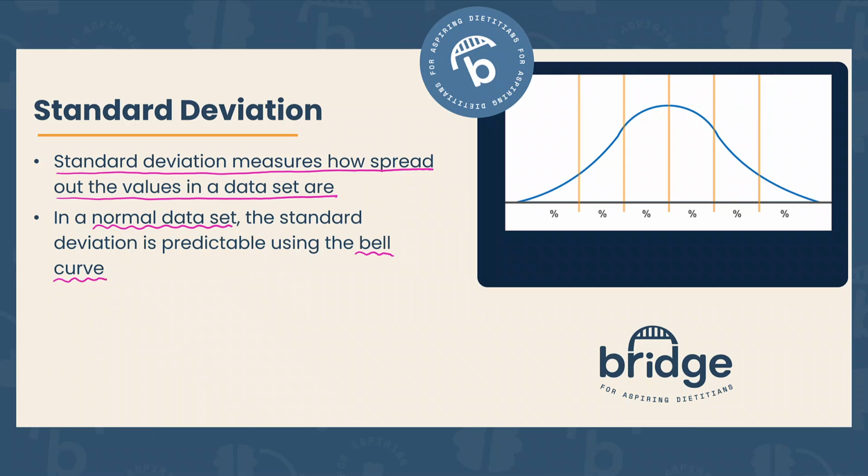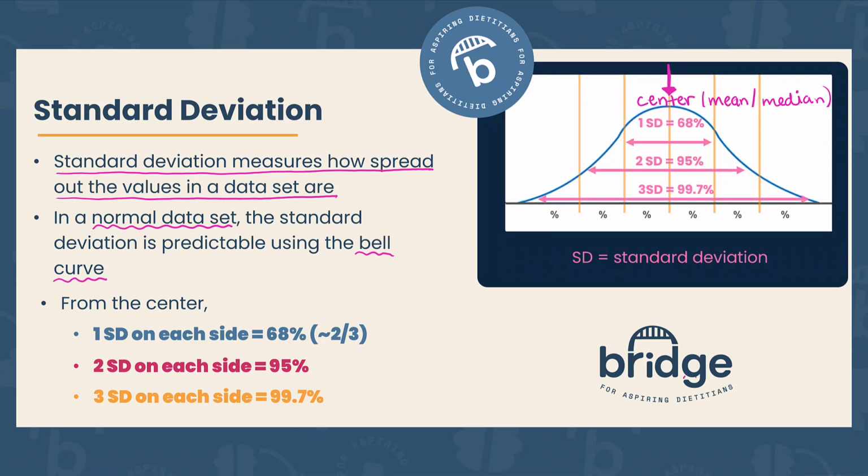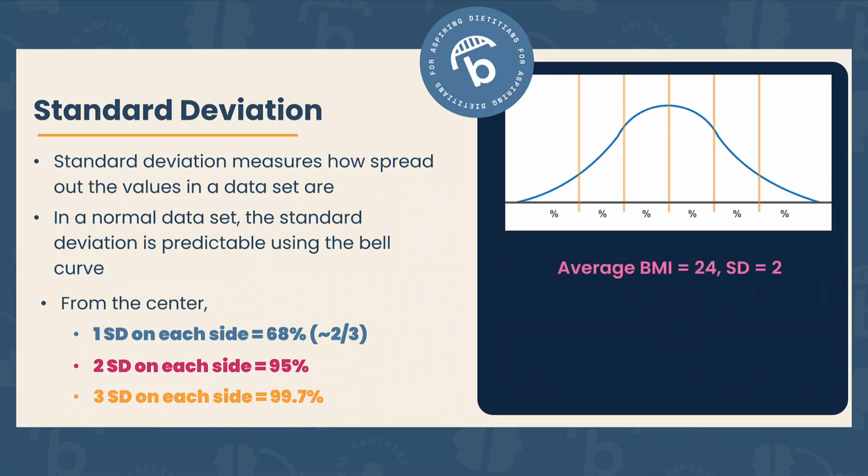So standard deviation gives us a way to predict how much of the data falls within a certain range. From the center, one standard deviation in either direction covers about 68% of the data. 2 standard deviations cover 95%, and 3 standard deviations are 99% of all of the values. So to think through this, let's imagine a study that's looking at BMI values in a large group of adults. If the center or average BMI is 24 and the standard deviation is 2, then 68% of the group has a BMI between 22 and 26.